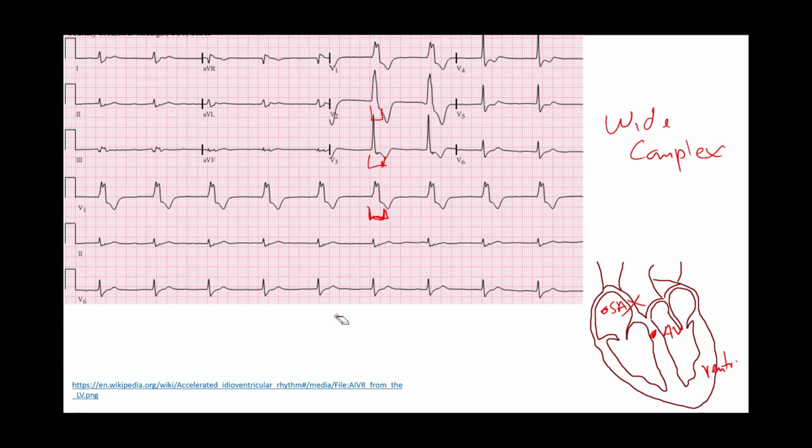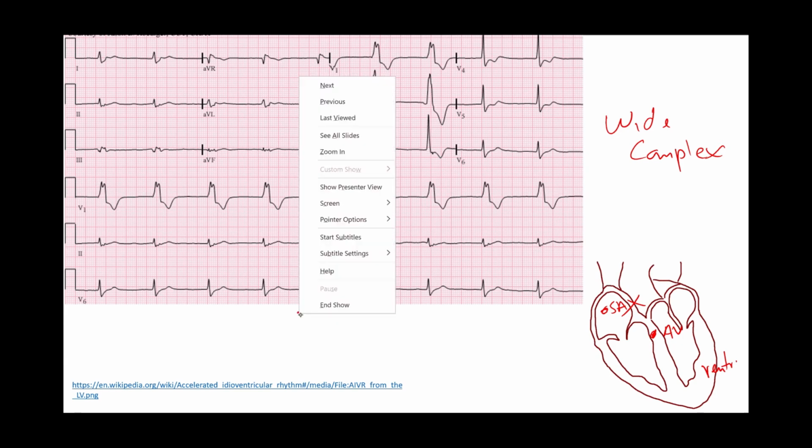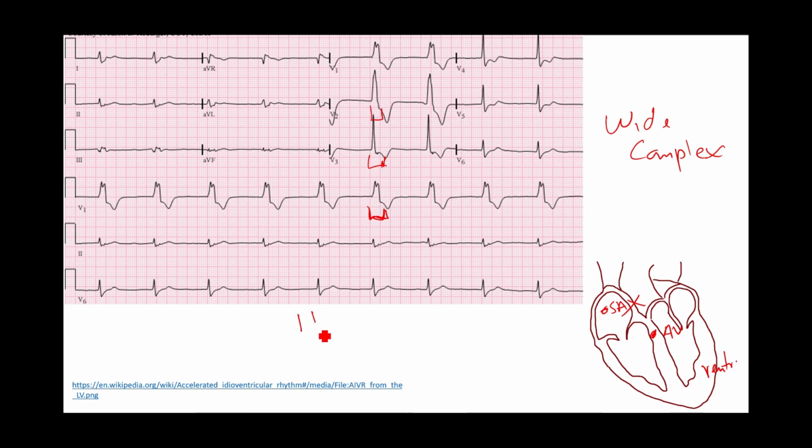So the lack of P waves and the wide QRS complex points us to a diagnosis of a ventricular origin for the rhythm, or what we would call idioventricular rhythm. But that's not all to the story. Let's try to calculate the rate out and see what we get.